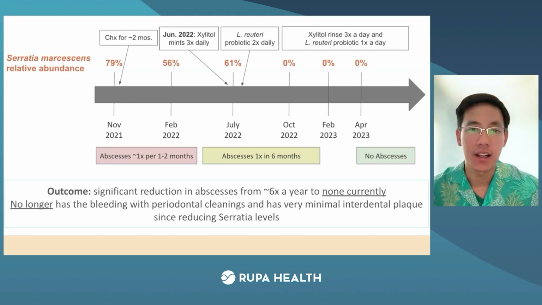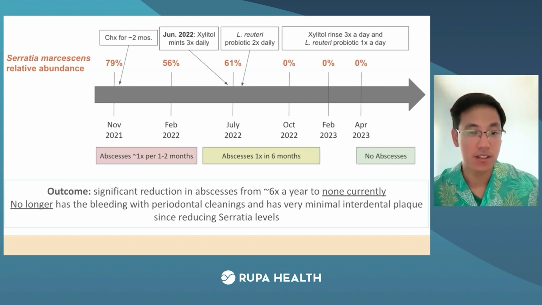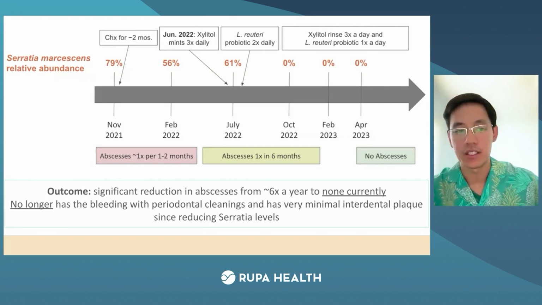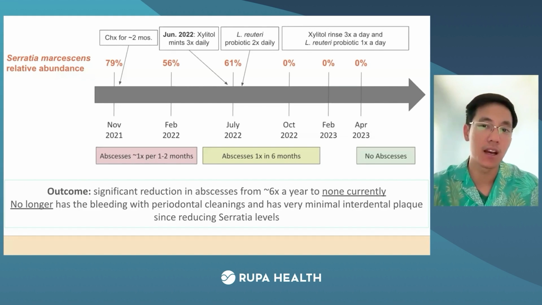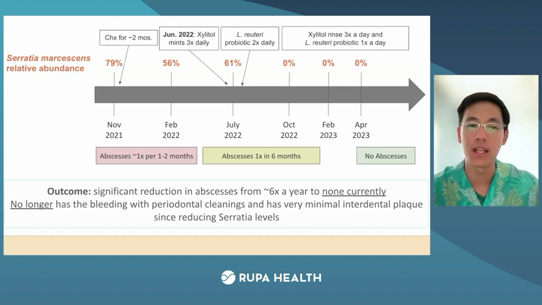And after that, he added on the xylitol, which he started taking 3 times daily. He made his own mouthwash and he started taking these mints. And his abscesses started to reduce. So he only had 1 in that period of 6 months before his next test. And during that period, he also added in a probiotic and he started taking it 2 times a day. And then in his following test, he had no Serratia and he no longer had these abscesses. And so he was doing the xylitol rinse 3 times a day. And now he was taking the probiotic once a day for maintenance.